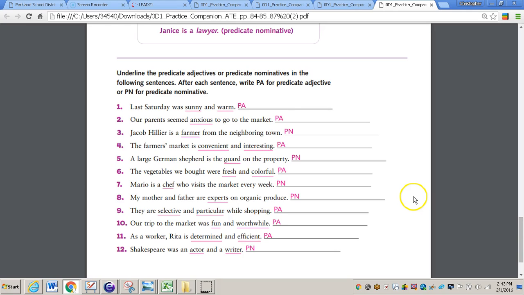So this concludes the video on predicate adjectives and predicate nominatives. If you have any questions about this concept, please come and see me.